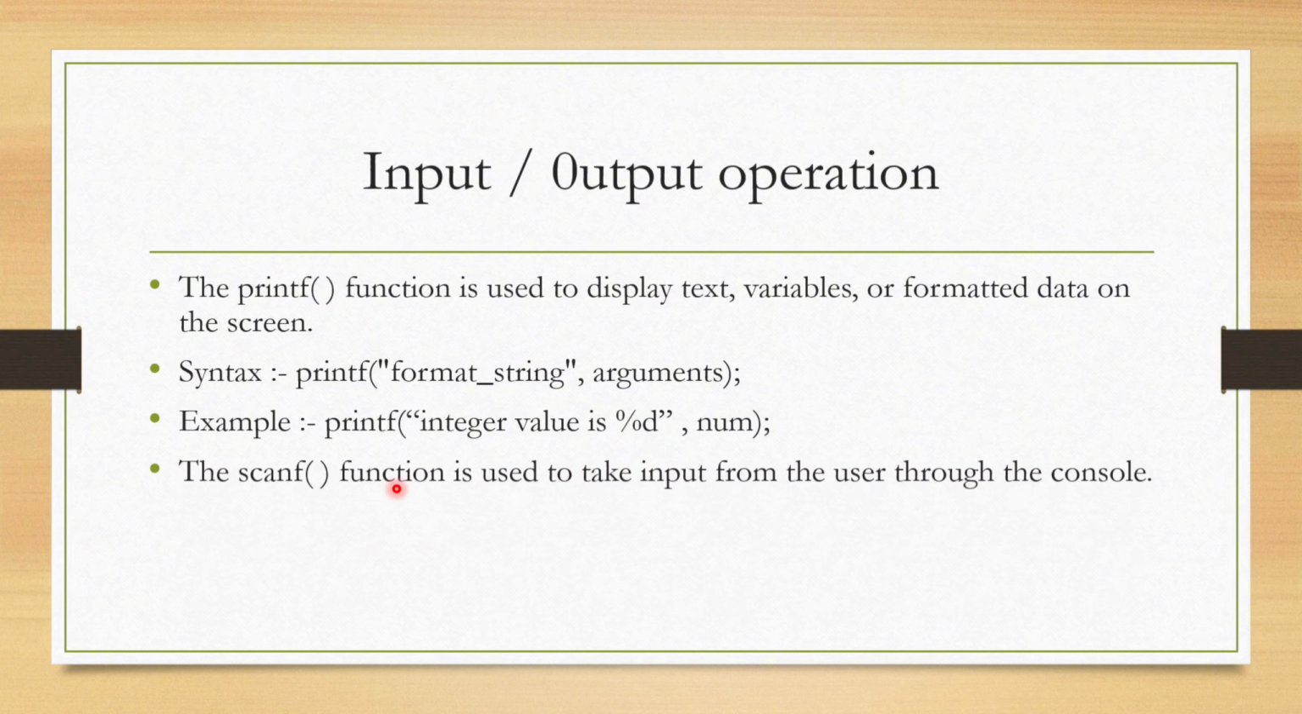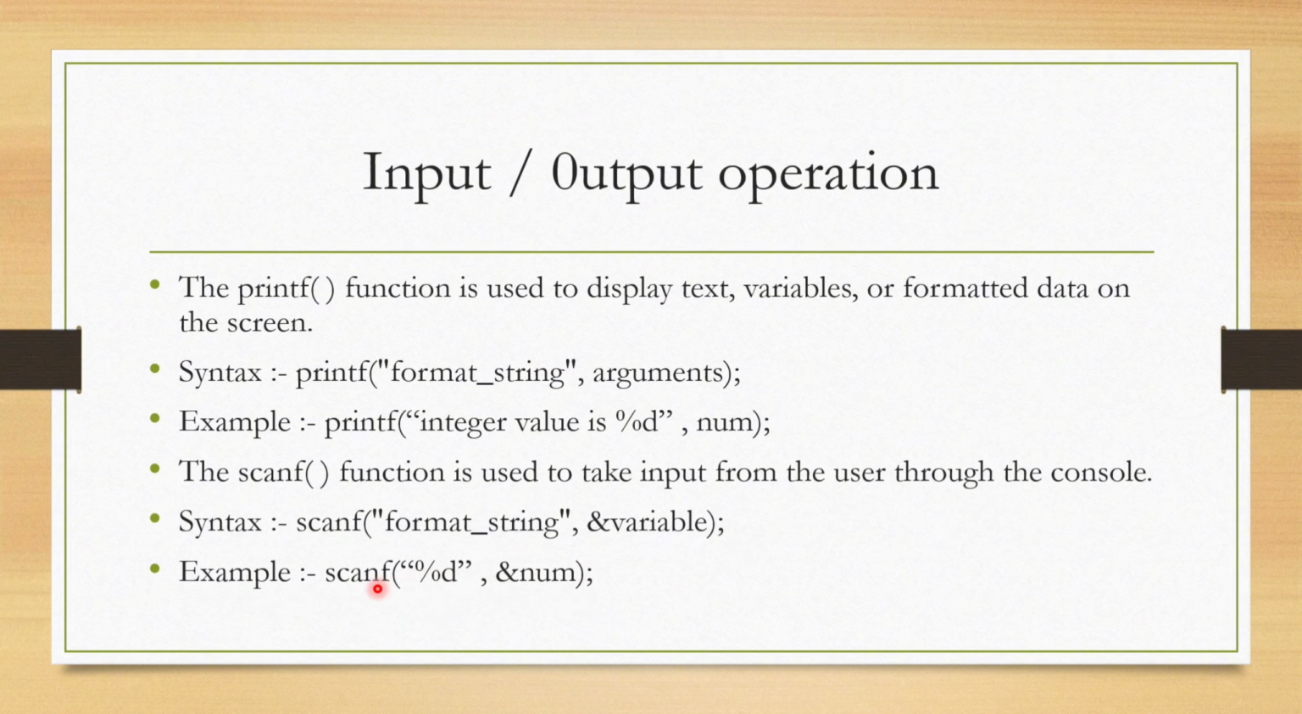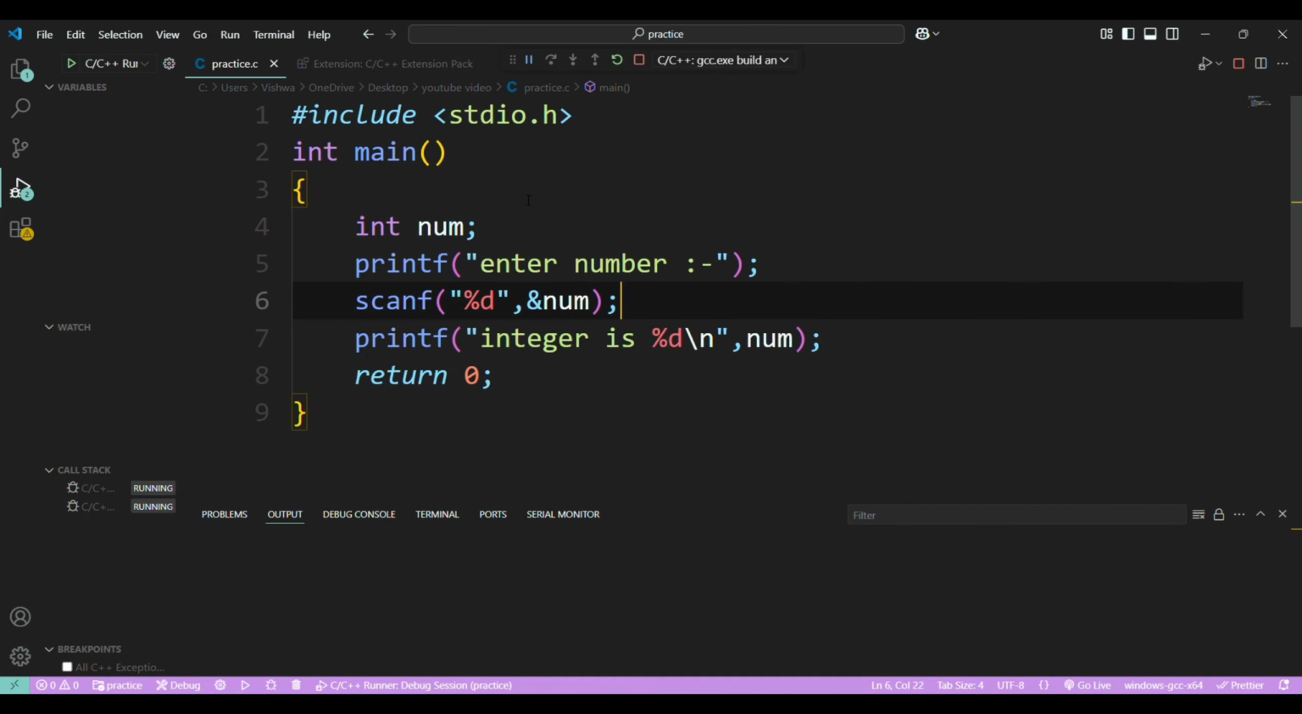The scanf function is used to take input from the user through the console. Syntax: scanf(formatted string, &variable). Example: scanf("%d", &num). We will understand printf and scanf using one example. In this example, we will simply input one number and print it as an output.